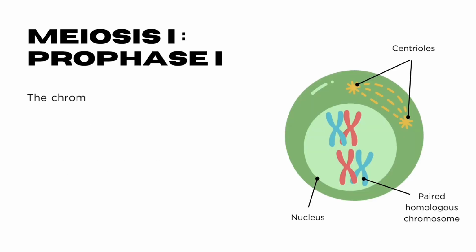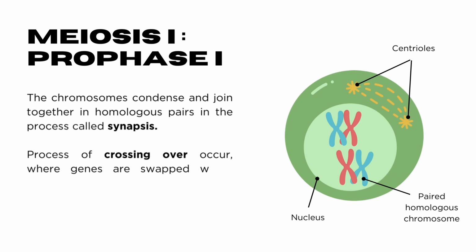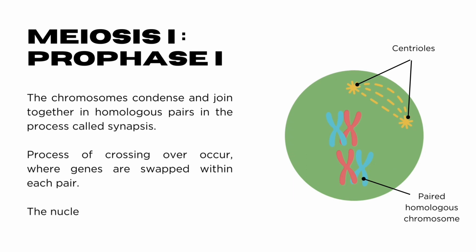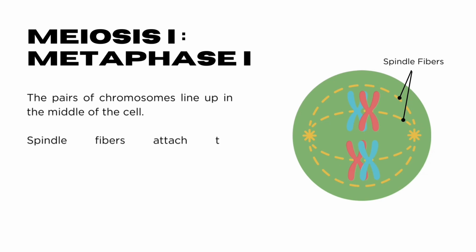In prophase 1, the chromosomes condense and join together in homologous pairs in a process called synapsis. The process of crossing over occurs, where genes are swapped within each pair. The nucleus begins to break down. In metaphase 1, the pairs of chromosomes line up in the middle of the cell. Spindle fibers attach the chromosomes to two bodies on opposite sides of the cell.